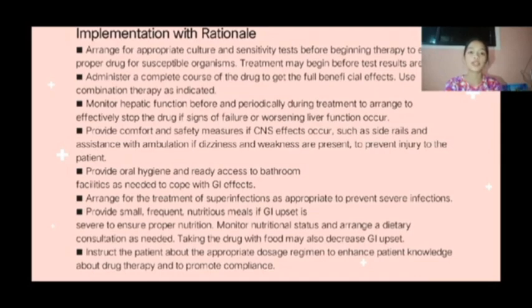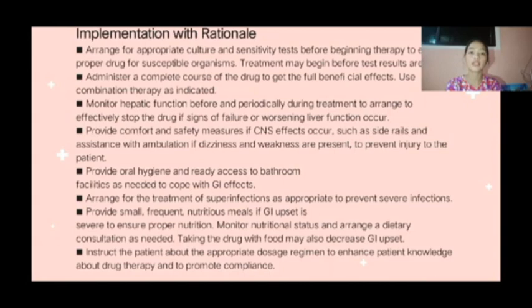Arrange for appropriate culture and sensitivity tests before beginning therapy to ensure proper drug for susceptible organisms. Treatment may begin before test results are known. Administer a complete course of the drug to get the full beneficial effects. Use combination therapy as indicated. Monitor hepatic function before and periodically during treatment to arrange to effectively stop the drug if signs of failure or worsening liver function occur. Provide comfort and safety measures if central nervous system effects occur, such as side rails and assistance with ambulation if dizziness and weakness are present, to prevent injury to the patient.